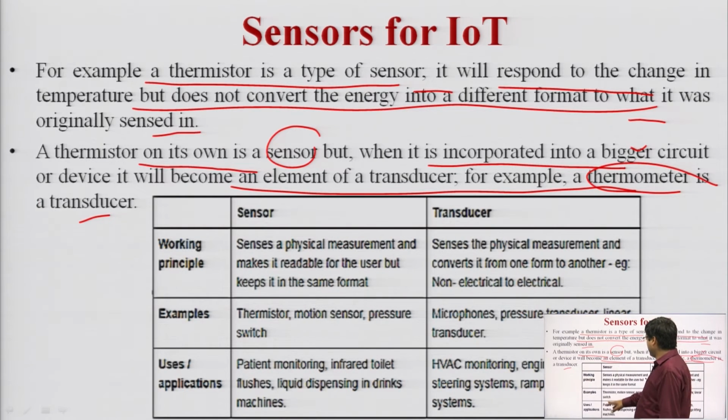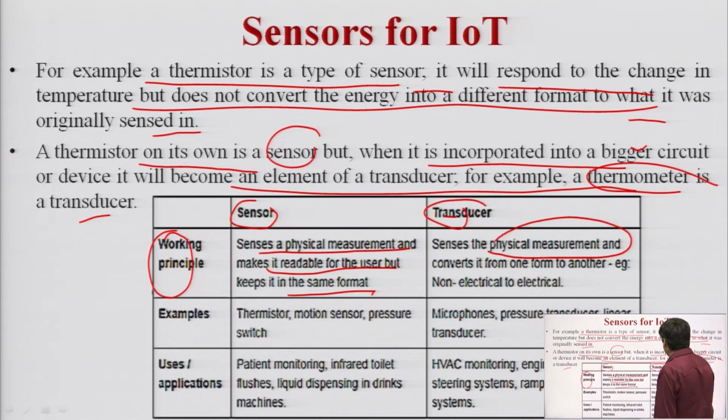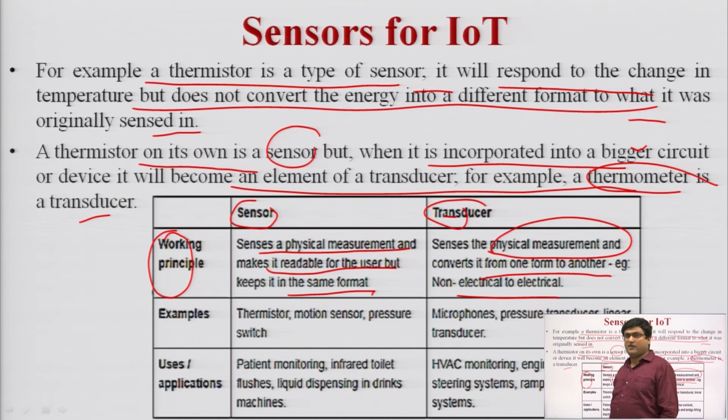So, these are some points, the differences between the sensor and transducer. The first point is based on the working principle. A sensor senses a physical measurement and makes it readable for the user, but keeps it in the same format. We have also discussed that a sensor measures the physical environment and converts it into an electrical voltage, but in the same format. But a transducer senses the physical environment and converts it from one form to another, for example, non-electrical to electrical, in a different format. A sensor keeps the same format; a transducer converts one form of energy into another, in a different format. For example, non-electrical to electrical.